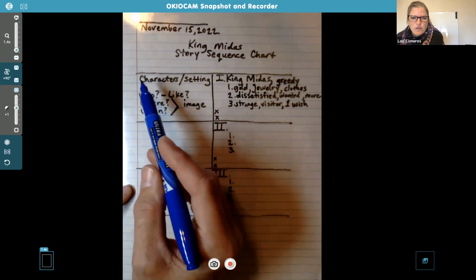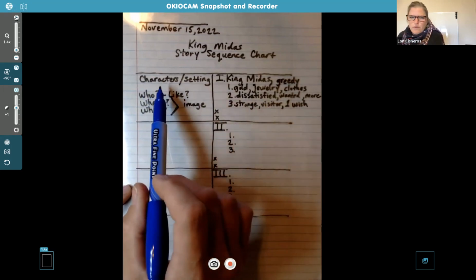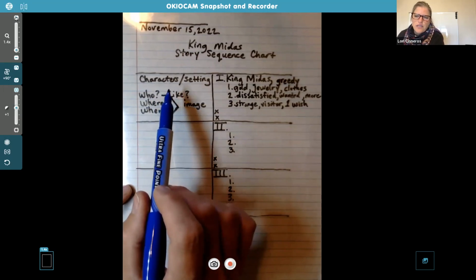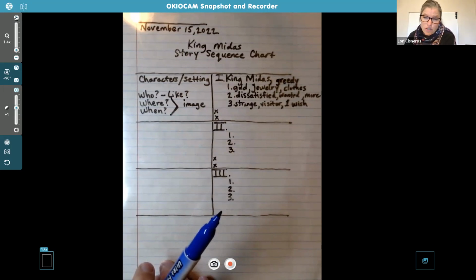So we already have the Roman numeral one here. Good, Cassie, I see your thumbs up. And remember, this is different than the keyword outline. This is the story sequence chart.